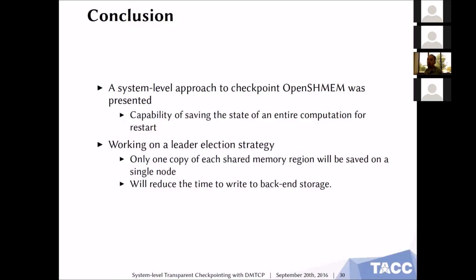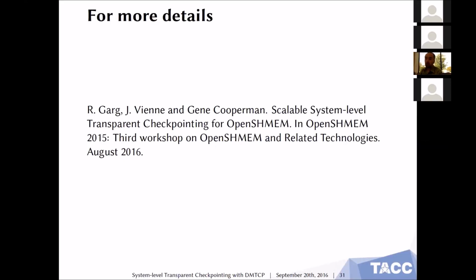So as a conclusion, by working with DMTCP and OpenSHMEM, we were able to improve DMTCP to support checkpointing OpenSHMEM, with the capability of restoring the state of a computation for restart. We are currently working on improvements on a leader election strategy where only one single copy of each region will be saved, because currently we have multiple copies, so we have a lot of duplication. This will allow us to reduce the time to write to the backend storage. And if you are interested in OpenSHMEM and want more details, I invite you to take a look at this paper, Scalable System-Level Transparent Checkpointing for OpenSHMEM, that was presented at the third workshop on OpenSHMEM.